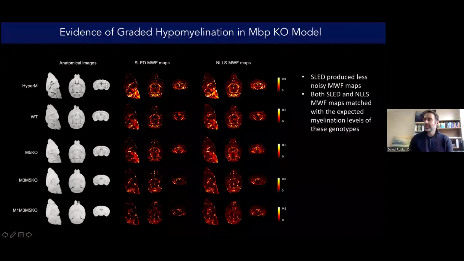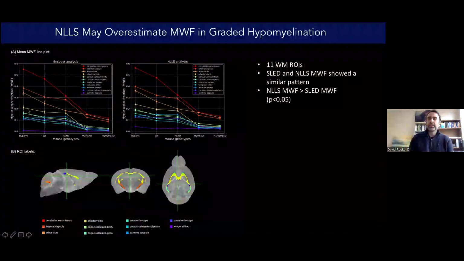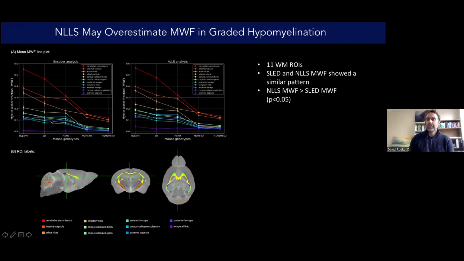So both the SLED and the NLS-derived MWF match with the expected decrease in myelination across genotypes, but the deep learning model was less susceptible to noise, particularly in the gray matter. And this is an example of the actual tract-wise variations in MWF from the encoder versus NLS. What we found interestingly was that the traditional 3-pool model overestimated myelin water fraction, whereas SLED was closer to what we might believe to be the expected values.